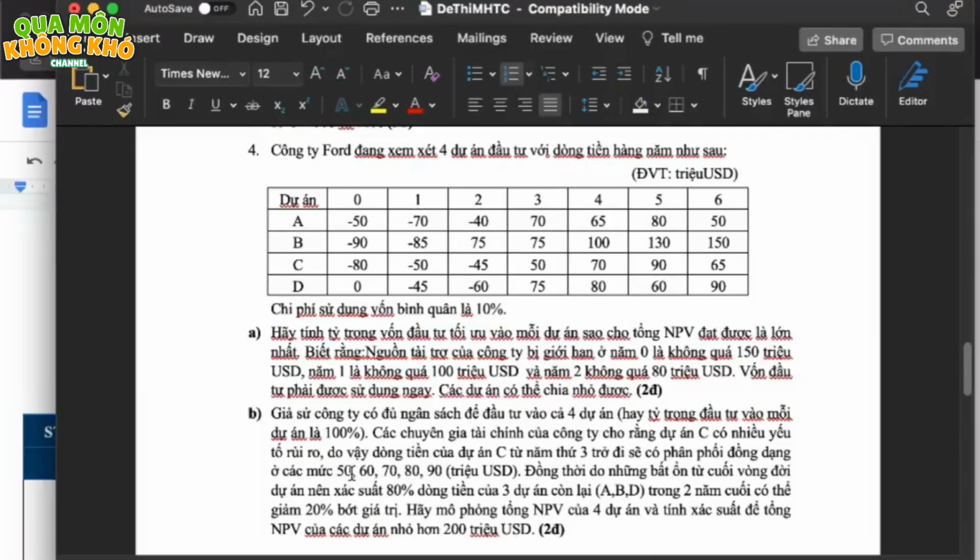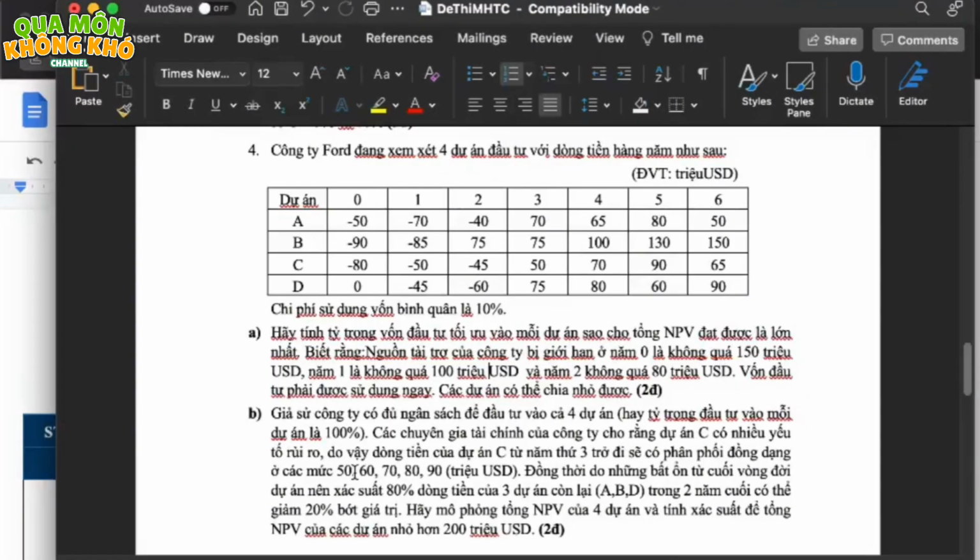So it can be 50, 60, 70, 80, and 90 with the same probability for every outcome. The uniform distribution has the same probability for every outcome. So we have 5 outcomes here, 50, 60, 70, 80, and 90, and each outcome has the same probability.